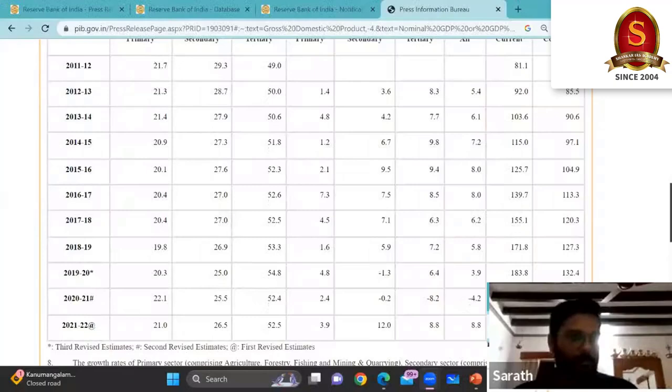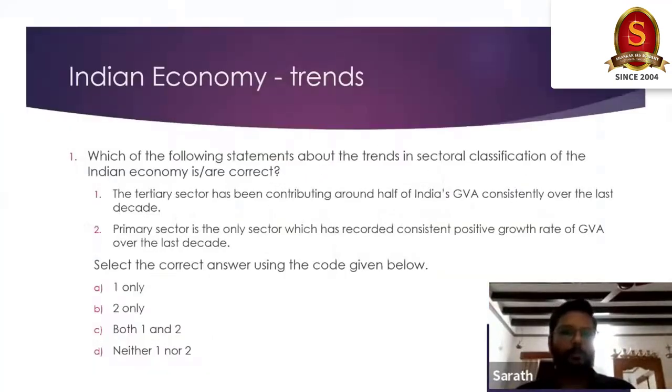Once again, let me see if I can share the screen itself. Let's see if this works. All right, it becomes easy for me to show. So that is the answer to the first question. Do you guys have any queries with respect to this?